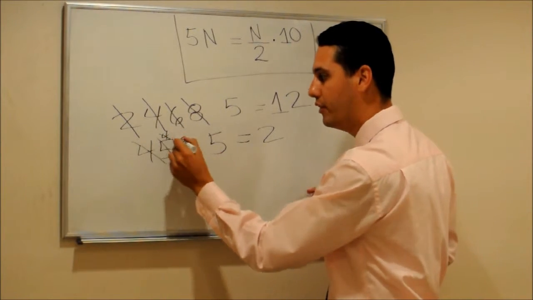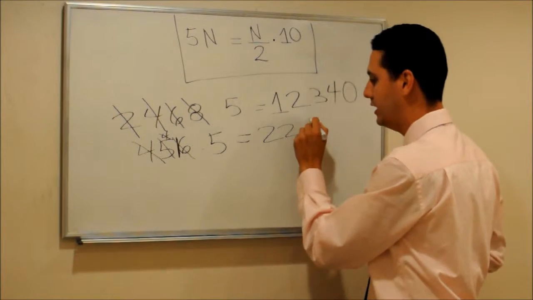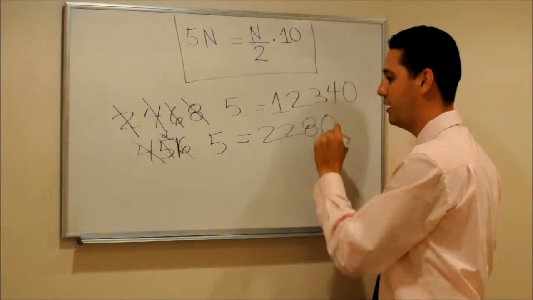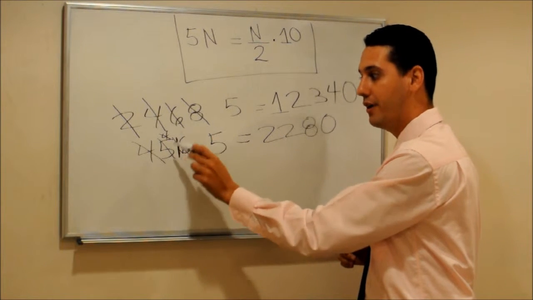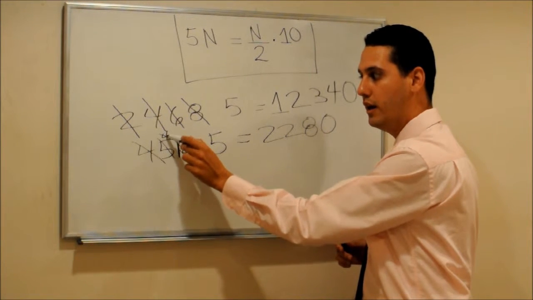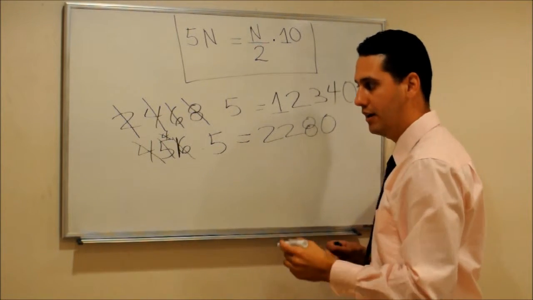Now, we do half of 4. What is half of 4? It's 2. And what is half of 16? It's 8. And then finally, we put the 0 at the end. Just remember this trick right here. Every time you have an odd digit, you subtract 1 and you add 10 to a neighbor.